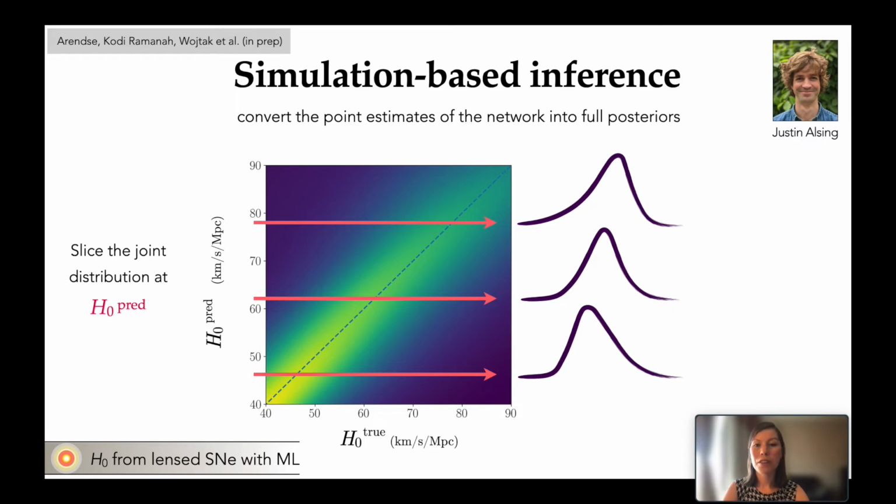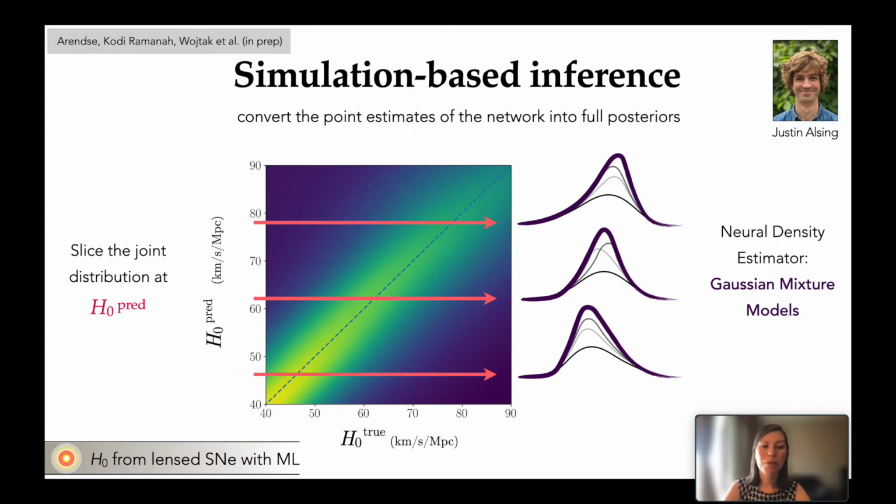And in order to do the density estimation, I'm working together with Justin Alsing, and we're using neural density estimators, and more specifically Gaussian mixture models. So this is a sum of different Gaussians that can be quite flexible to approximate the shape of these posteriors.